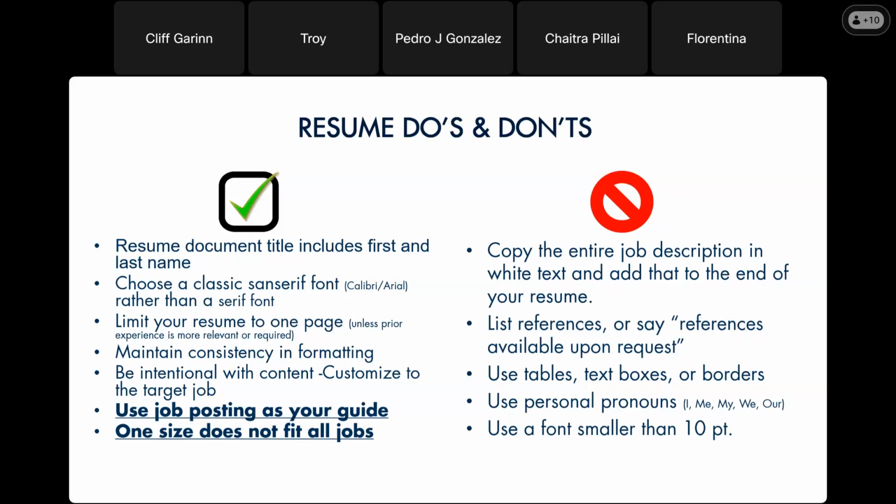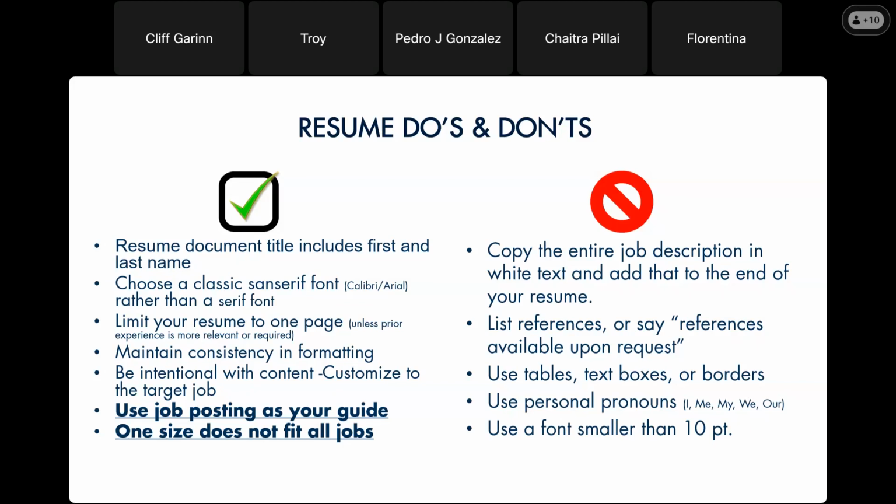Maintain consistency in your formatting. So what I mean by that is you want to make sure your dates are lined up all straight together. You want to make sure your bullet points are all lined up straight. They're not staggered on the page, things like that.